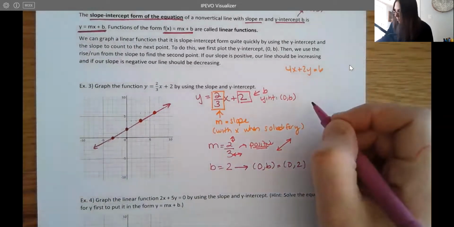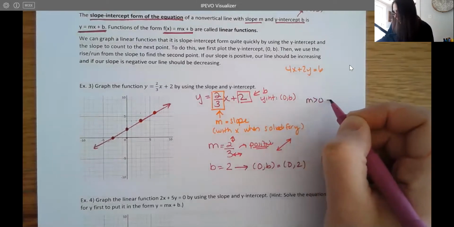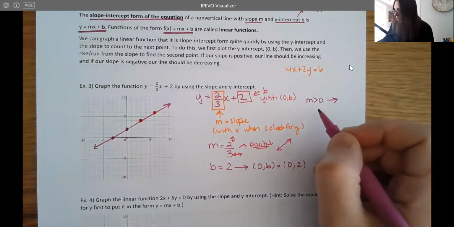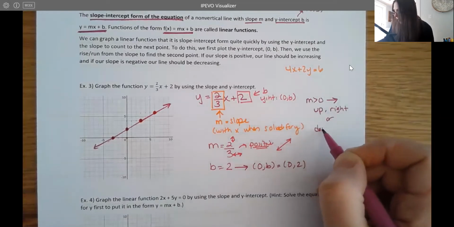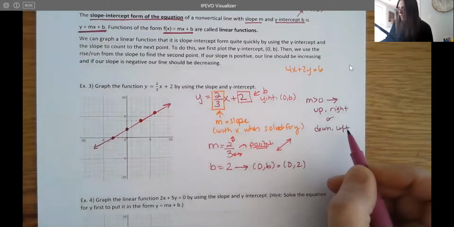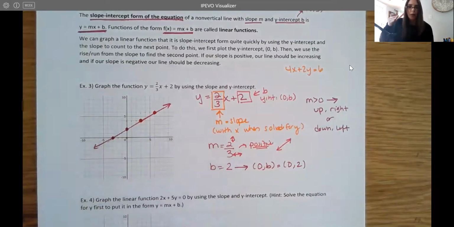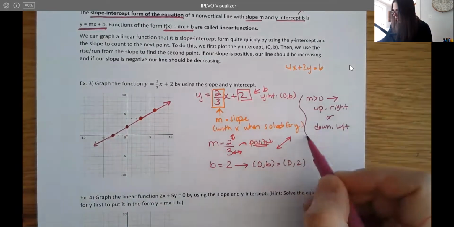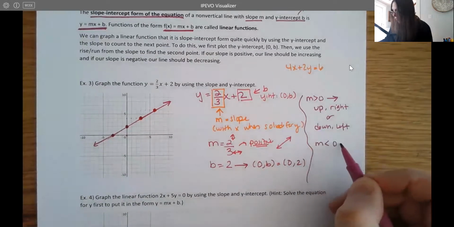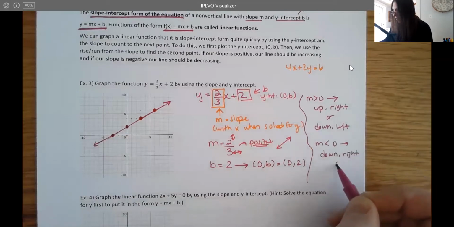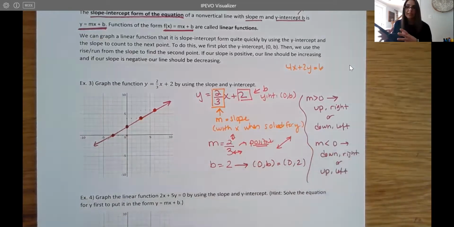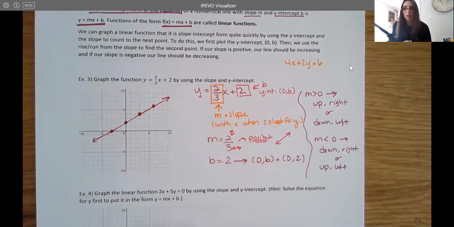So if your slope is positive, then when you're counting, you're either going to go up to the right or you're going to count down to the left. So that's kind of like the backwards direction, right? So normally we go up to the right, but if you need to work backwards, just go opposite. If your slope is negative, then when you count, you're going to go down to the right, or you're going to go up to the left because you want to have that nice decreasing line instead. Let's do another example.